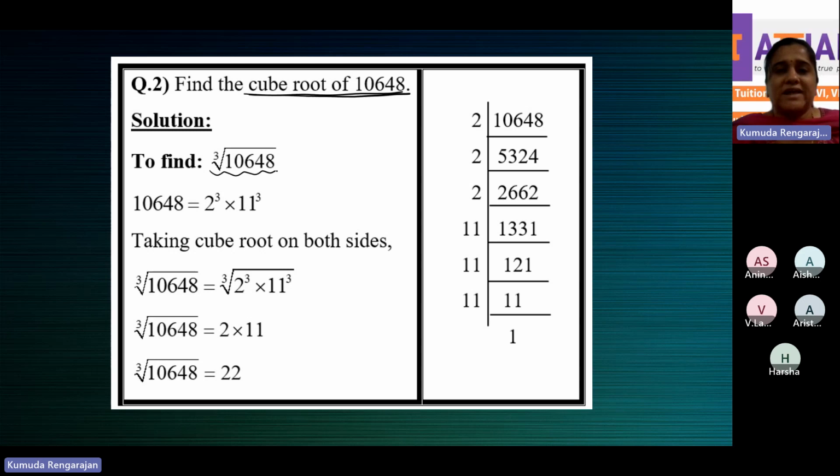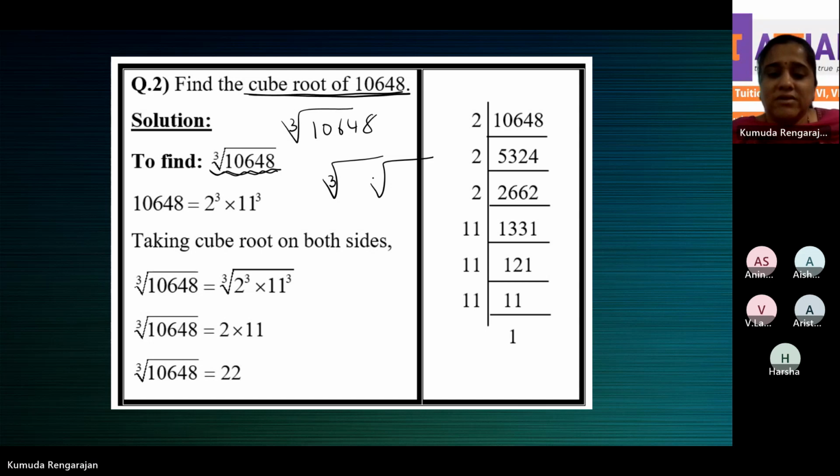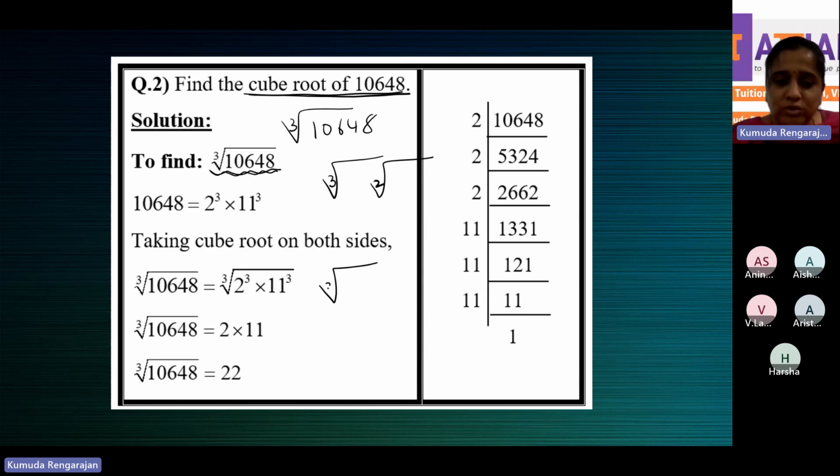So symbolically it is like this. We have to find the cube root of 10,648. This is the square root symbol, and when you put a 3 here, it is cube root. If you simply do this, it's square root. You can also put a 2 here for square root, but even if you don't write it, it's understood there's a 2 here.